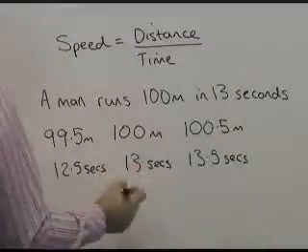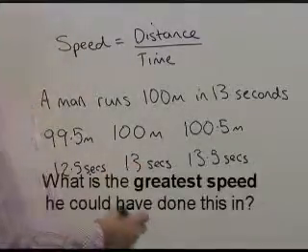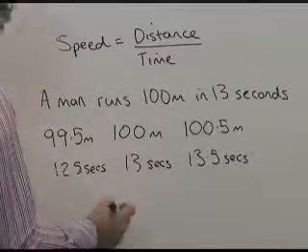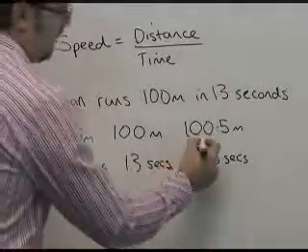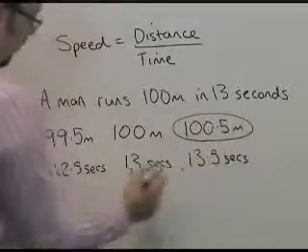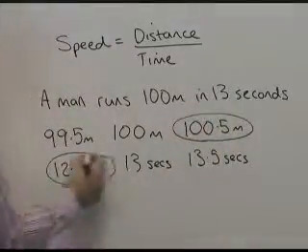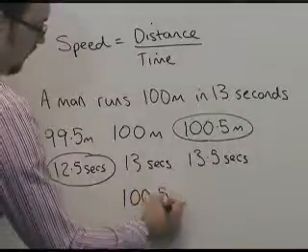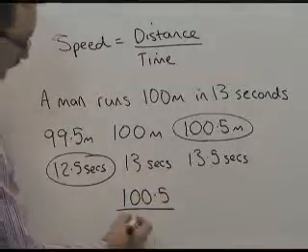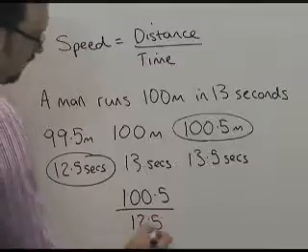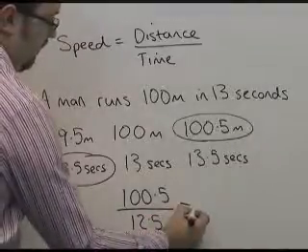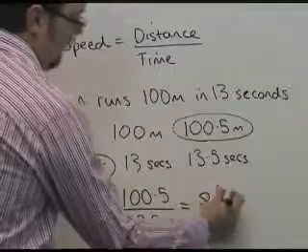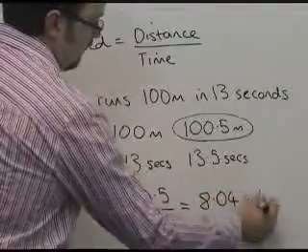What we have to do is say, what is the greatest speed that he could have done this in? The greatest speed would result from the longest distance run in the shortest time. So you would do 100.5, which is the longest possible distance, divided by 12.5 seconds, which is the shortest it could have been. So that's 8.04 metres per second.